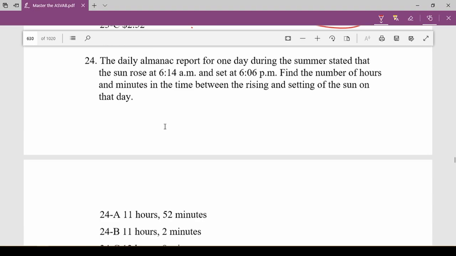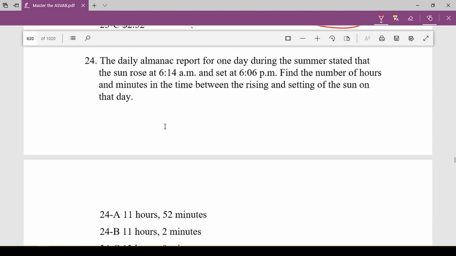All right, number 24. The Daily Almanac report for one day during the summer stated that the sun rose at 6:14 a.m. and set at 6:06 p.m. Find the number of hours and minutes between the rising and setting of the sun during that day. I'm going to let you in on a little secret.